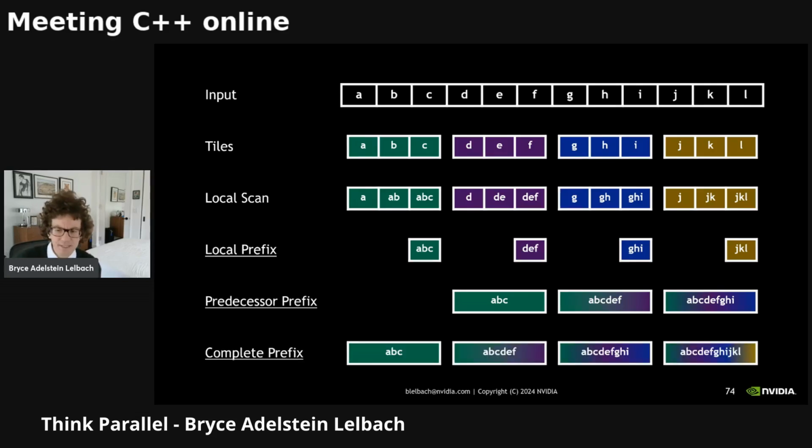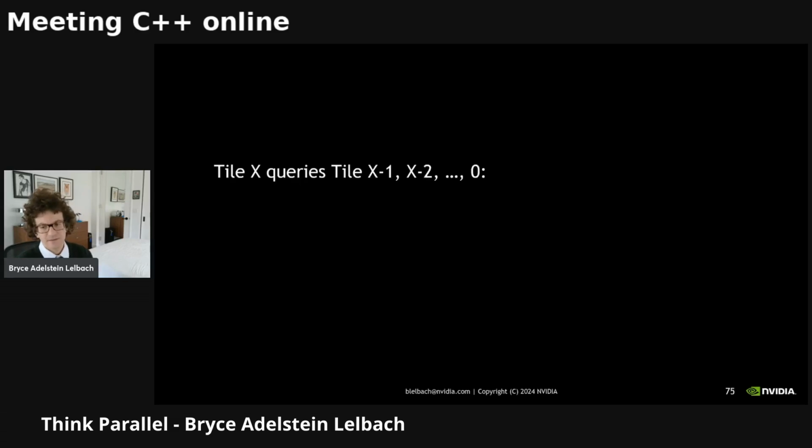And then the complete prefix of each tile is the predecessor prefix plus the local prefix. And so now that we understand what these prefixes are and how we compute them, let's look at wait for predecessor prefix itself. Now, to construct the predecessor prefix, each tile will search the descriptors of the tiles preceding it, starting at the tile directly before it and moving backwards towards 0.